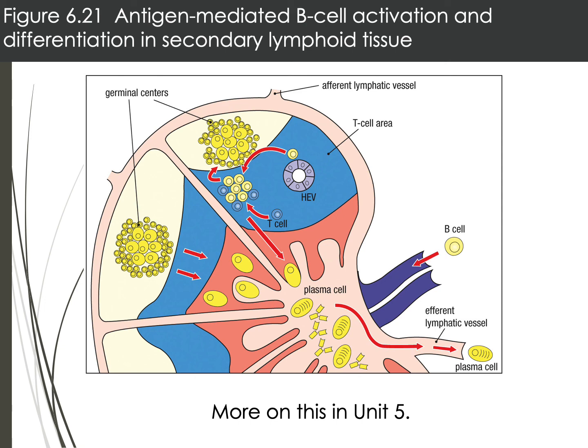And you can see how we then have plasma cells that are going to leave the secondary organ. They're using the efferent vessel as an exit. And these plasma cells are going to be secreting antibodies. So those antibodies would also be secreted out and eventually enter into the bloodstream.